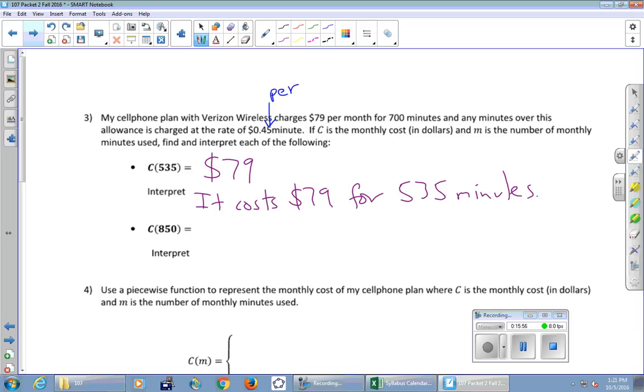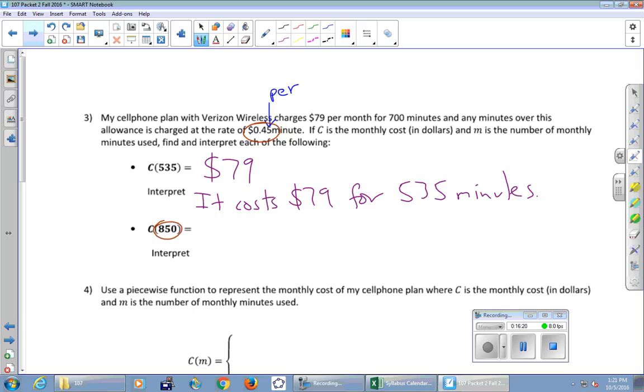Okay, the other one is more complicated because the 850 is what? It's higher than the 700. So I feel like I should take that 850 and multiply it by 45 cents. Is that right? No, what should I multiply by 45 cents? The difference, 150 extra, absolutely.